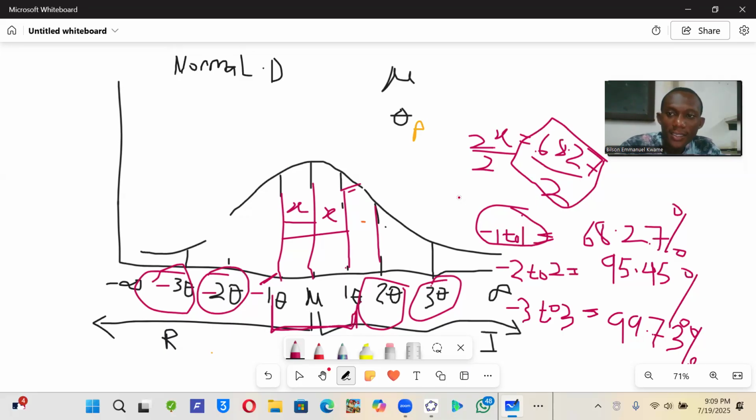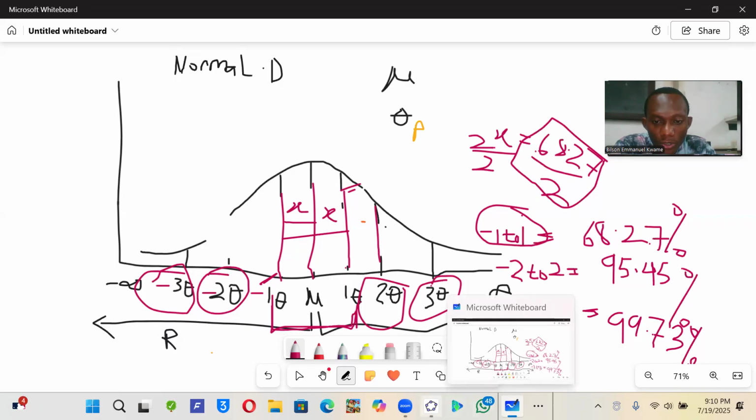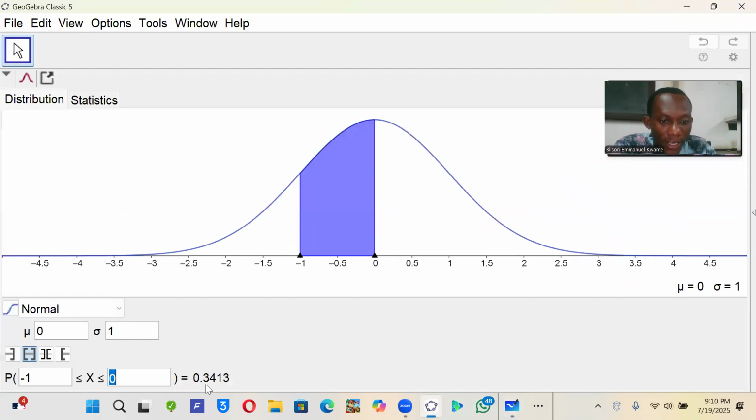So you can see that here we are getting 34.13. If we come to our GeoGebra app, what are we getting? 34.13. Do you understand what I'm doing? It means that is the same thing that GeoGebra is giving us. When we change this to percentage, it becomes 34.13.